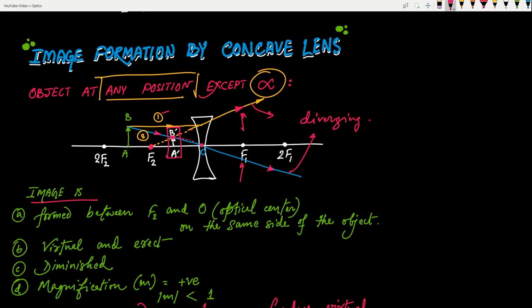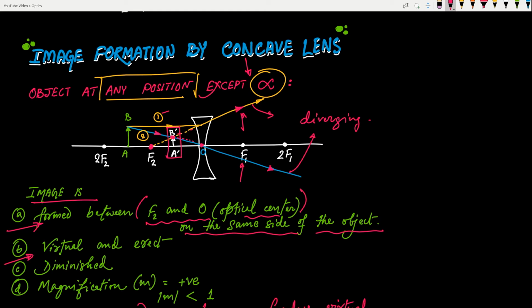So the first point here is that the image is formed between f2 and optical center on the same side of the object. So this is simple. Wherever be the position of the object, you'll always get the image between f2 and optical center on the same side of the object. Every time. You don't need to think twice. One thing you need to remember is that the object should not be at infinity.